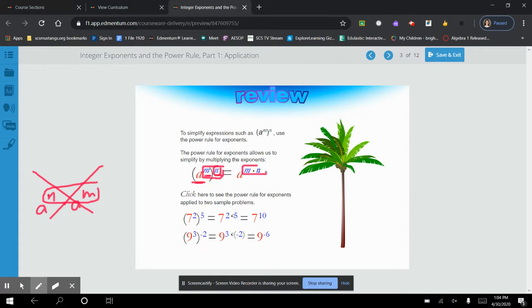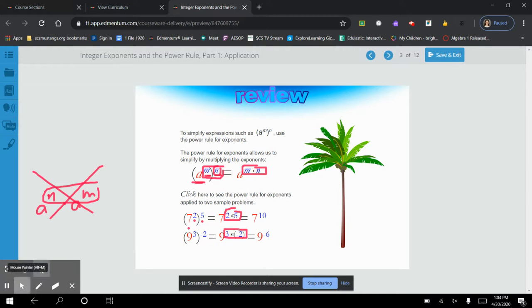And in that case, we are going to multiply those exponents together. So looking at the rule, we've got 7 to the second to the fifth power. It's going to be the same thing as 7 to the 2 times 5, or 7 to the 10th. We can also do the same with negative exponents. 9 to the 3 to the negative second exponent is going to be equal to 9 to the 3 times negative 2, which is going to be 9 to the negative 6th.